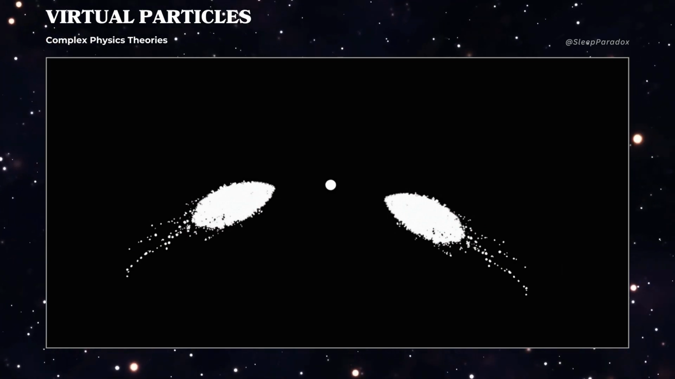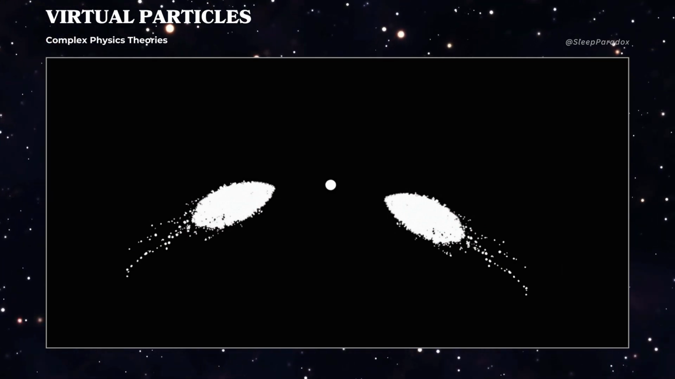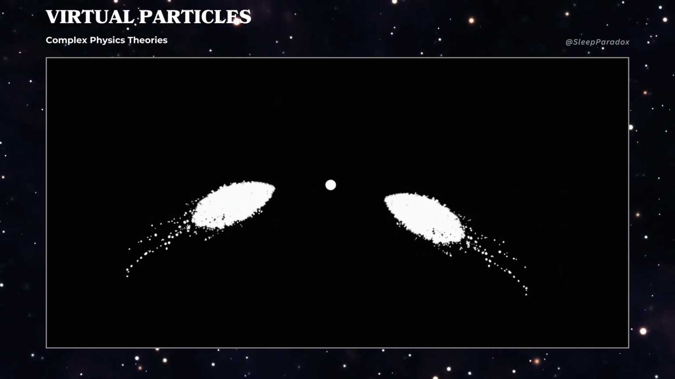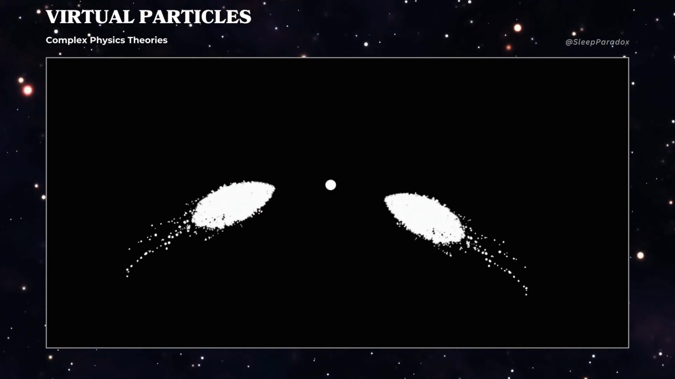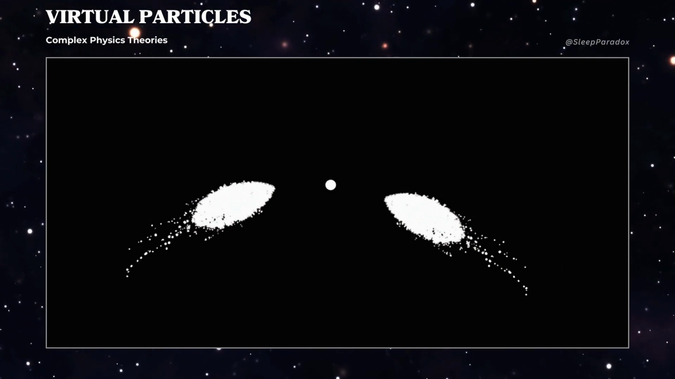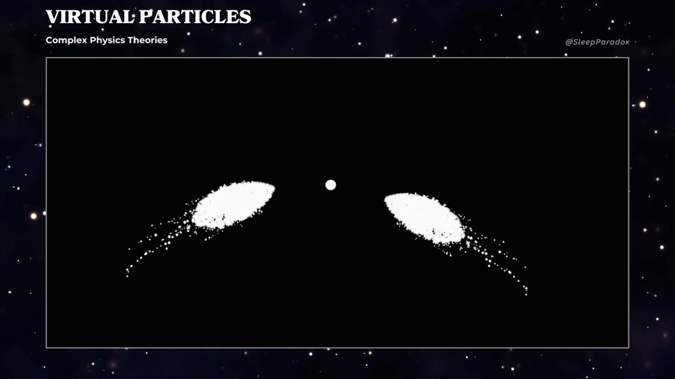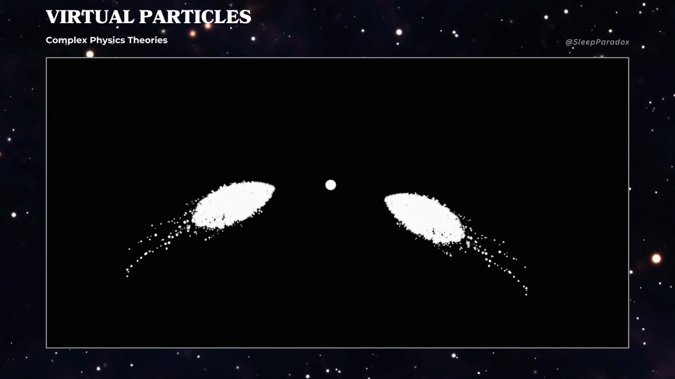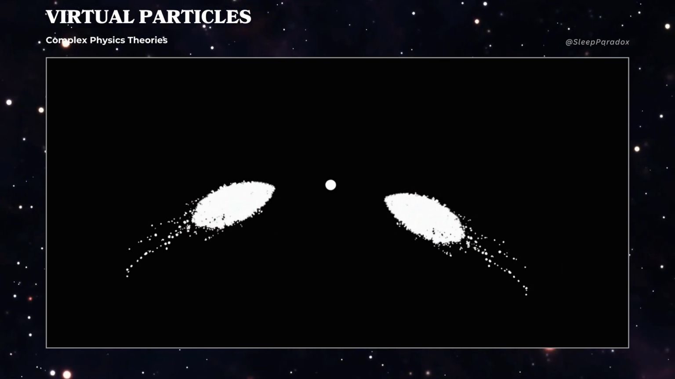When particles interact, when they push or pull on each other or change direction, it is because something has passed between them. That something is often a virtual particle. Take the electromagnetic force as an example. When two electrons repel each other, it's not because they're physically touching. According to quantum electrodynamics, they are exchanging photons, the carriers of the electromagnetic field.